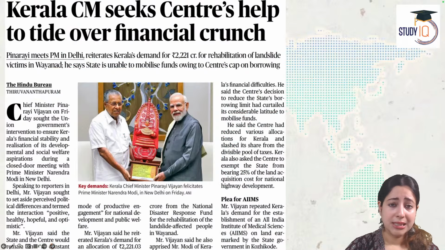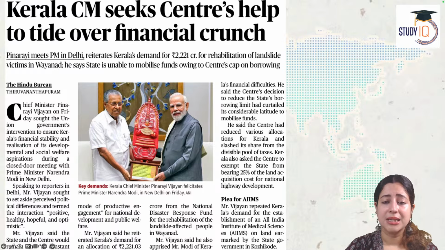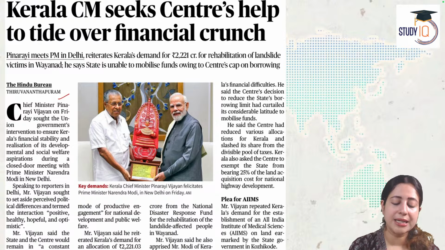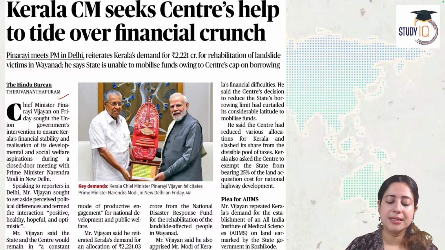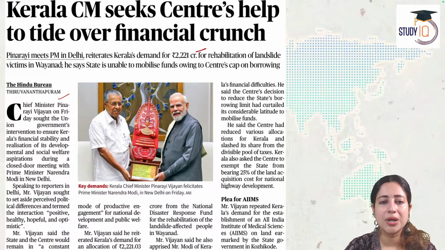Well, that's it. Then the next news quickly for the day. Kerala's Chief Minister, Shri Pinarayi Vijayan, has once again said that the central government needs to give more financial help to Kerala because Kerala has experienced massive landslides in Wayanad that led to huge damage of infrastructure and people lost their lives. So Kerala demands 2,221 crore rupees for rehabilitation right now.